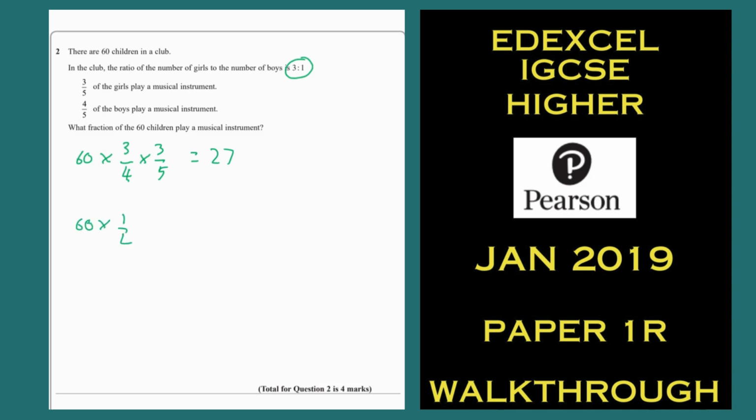I then move to the boys. 1/4 are boys. 4/5 of the lads play an instrument, and that gives us 12 who play. So total who play is 39, and what fraction out of 60? So your choice, 39 over 60, or 13/20. On we go.